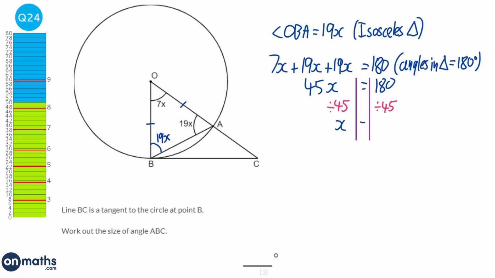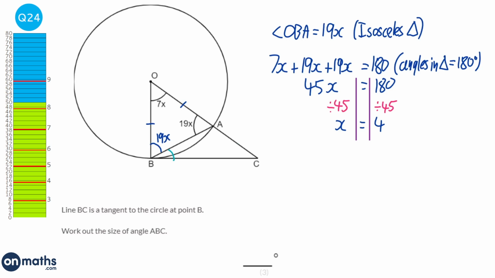Okay, so we've got x equals 180 divided by 45, which is 4. Now, we're looking for this angle here. That's angle ABC. Now there's a few different ways we could do this. We could work out what this angle is, because it's a big triangle, etc. Or we can use the fact that we've got a tangent touching a radius.